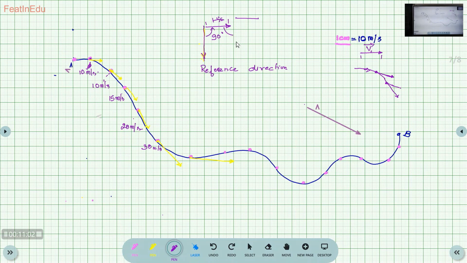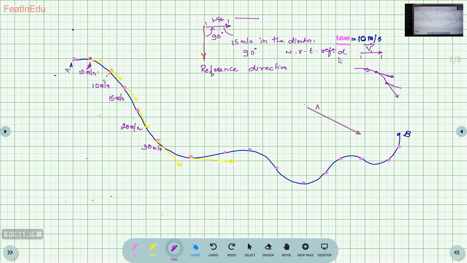So this line represents what? It represents the velocity of the car. What is the velocity of the car? 15 meters per second in the direction 90 degrees with respect to the reference direction. Correct? Did you understand? Yes, sir.